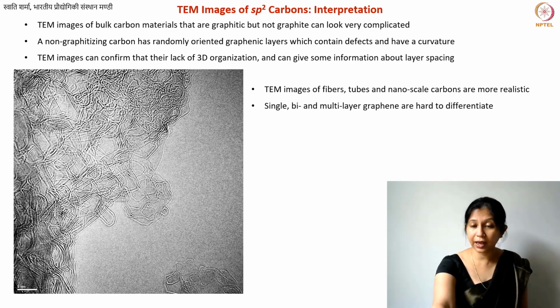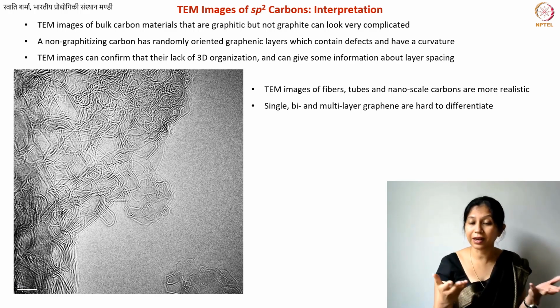Similarly, what about graphene: single, bi, and multi-layer graphene? You can see them, yes, but it's hard to say that this is a single layer graphene. You should not do that unless you're really 100% sure, and you also have some other data to show that. So for example, Raman spectroscopy can be used for differentiating between single and bi-layers.